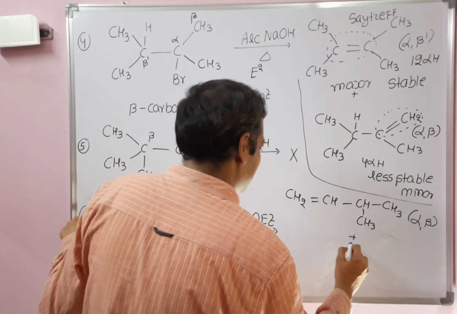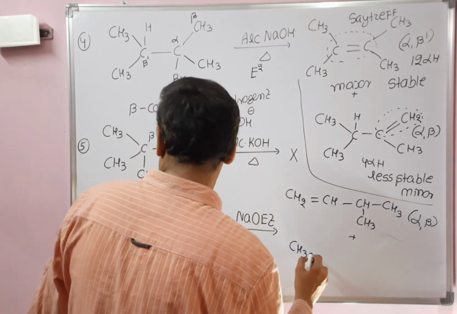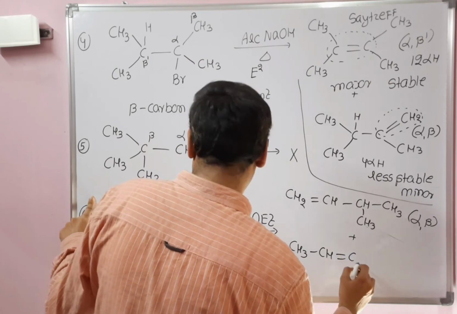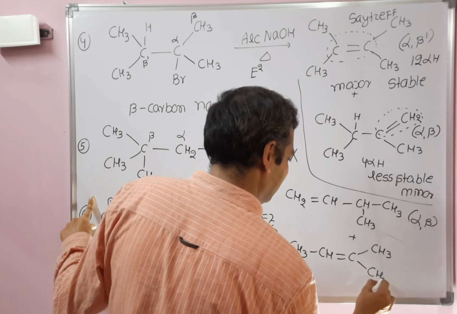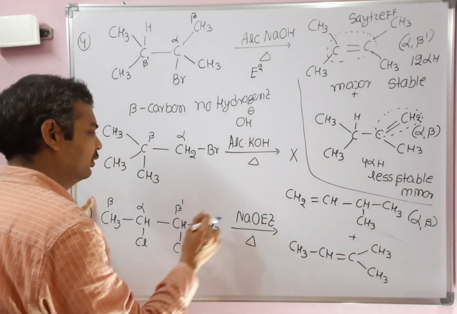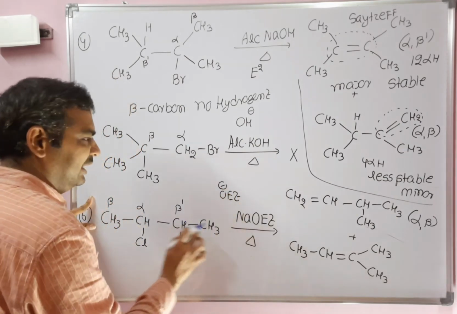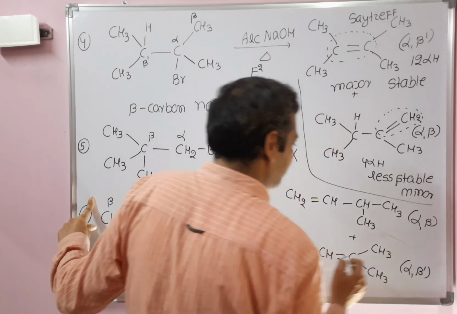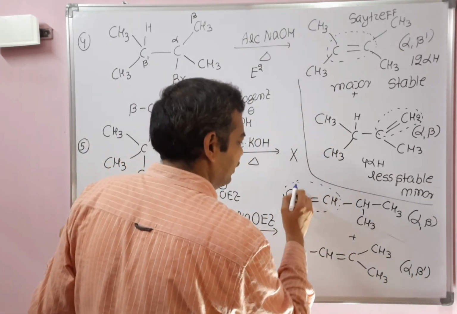So one more beta is there, that is beta prime. The expected product is CH3, CH, double bond, C, CH3 and CH3. So this hydrogen is abstracted with the strong base ethoxide, OEt minus. If it abstracts here, the alpha-beta prime product will be obtained. Among these two products, which is major? On this double bond, only one side substitution is there.